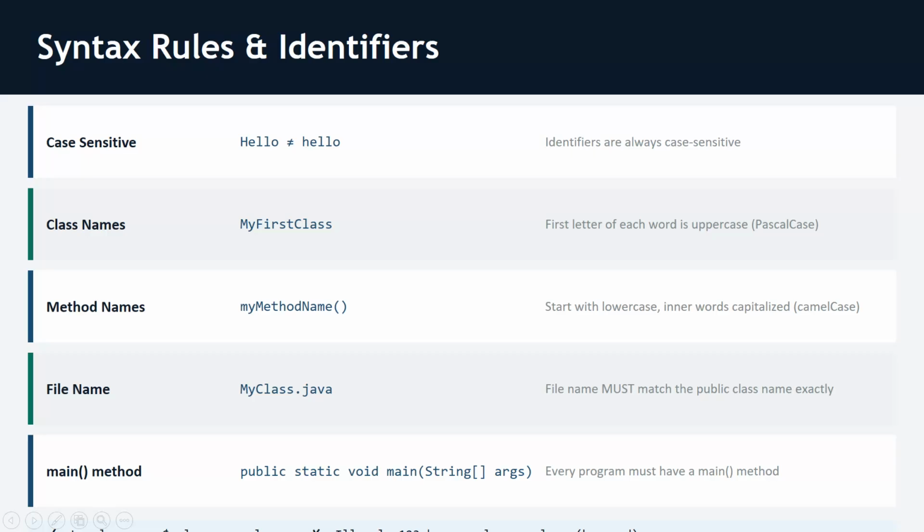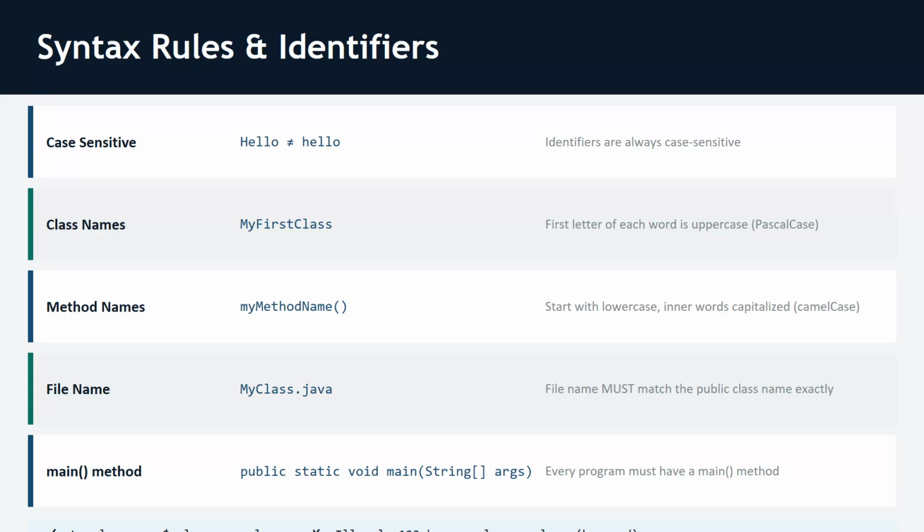For method names, you can start with the lowercase my, and then the inner words should use the camel case. That is the inner words are capitalized. So in method names, you use the camel case style, while in class names you use the Pascal case type. For file names, you can start with MyClass, followed by the extension of the programming language used, that is .java. So the file name must match the public class name exactly.